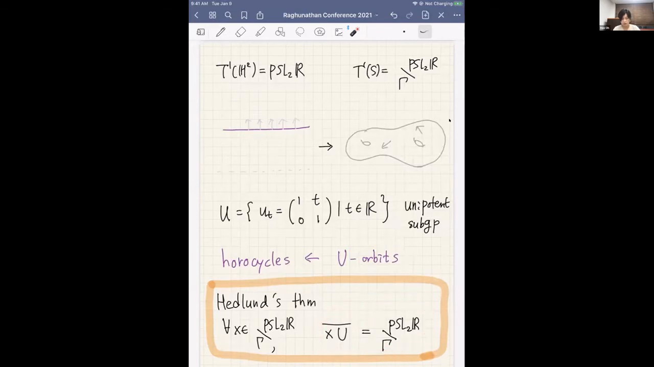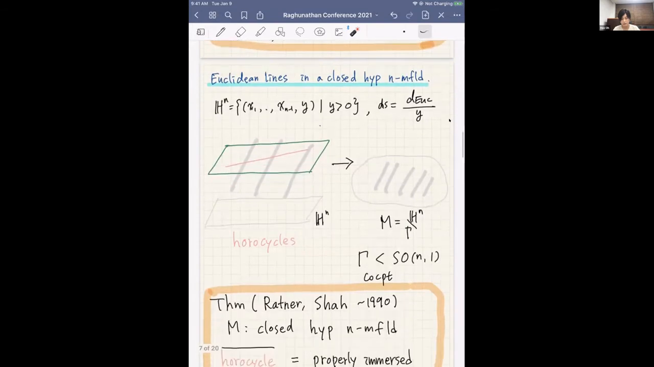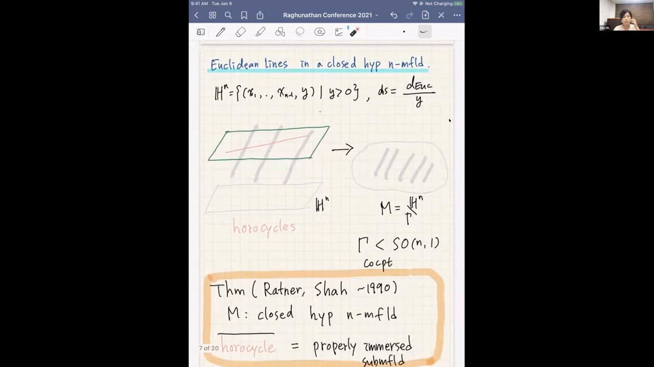Okay, so now I want to consider a higher dimensional version of this Hedlund theorem: Euclidean lines in closed hyperbolic n-manifolds. Again, I want to look at the upper half space model of hyperbolic n-space. So here Hn is the region above the plane given by y equal to zero. So y will be my last coordinate. And again, the hyperbolic metric on this upper half space model is the Euclidean metric divided by the last coordinate y.